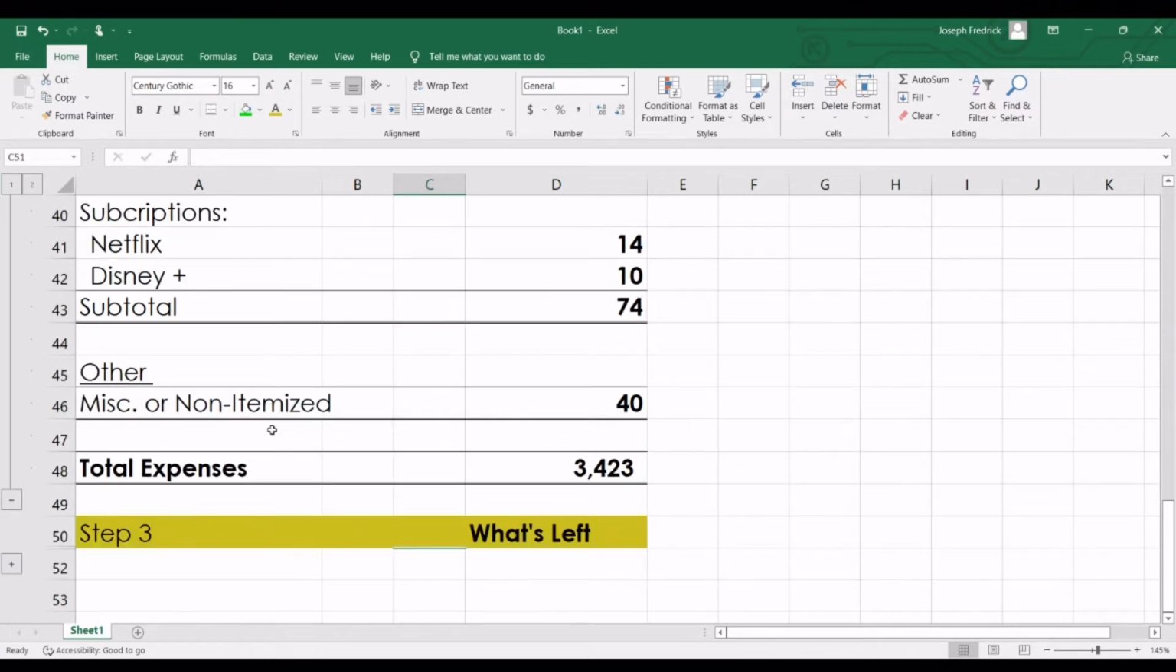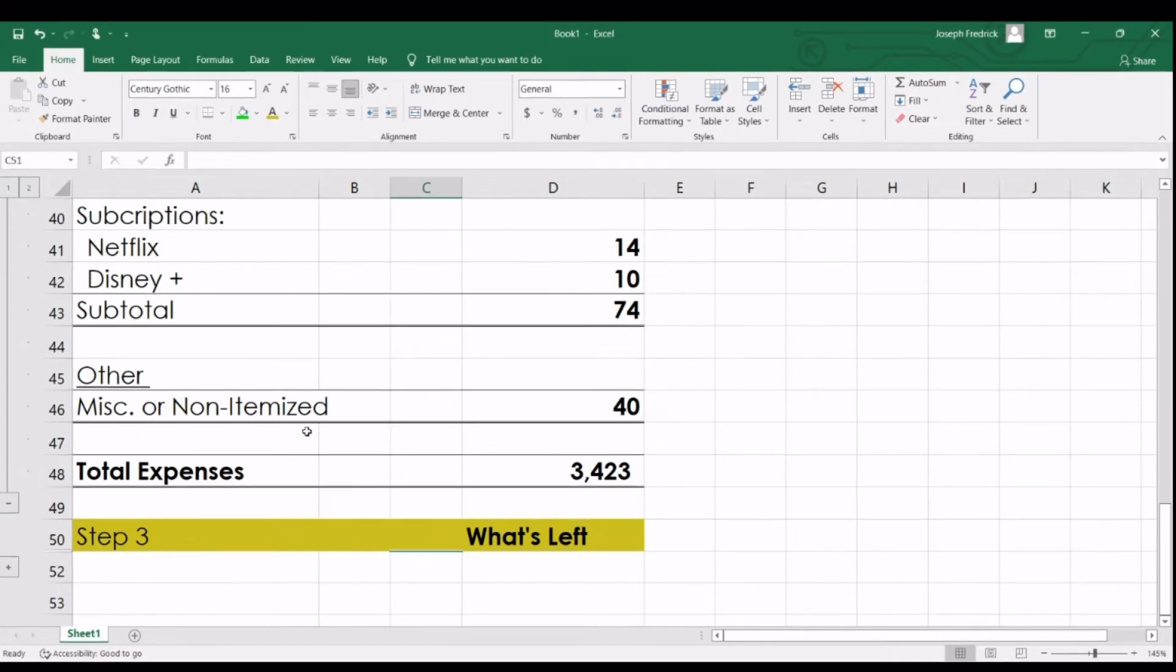We've got an other, miscellaneous and non-itemized category here. This is really for stuff that isn't included in your recurring budget. These are things like gifts for others, for birthdays, maybe some other kind of travel related expense. And then we've got a total for all of our expenses.